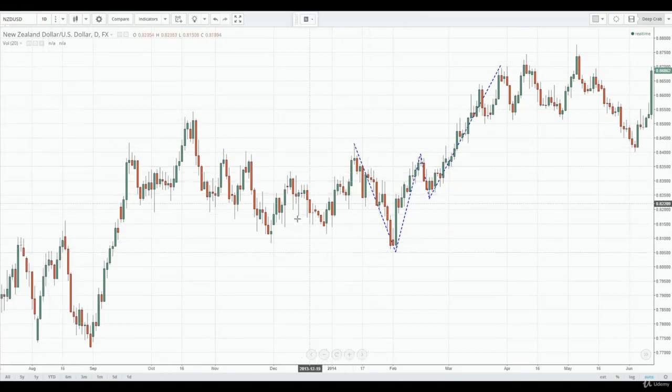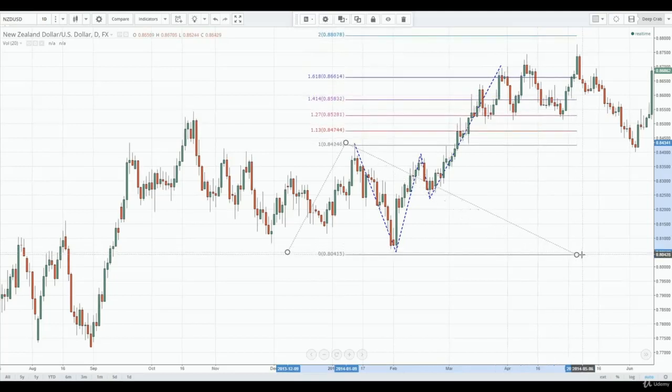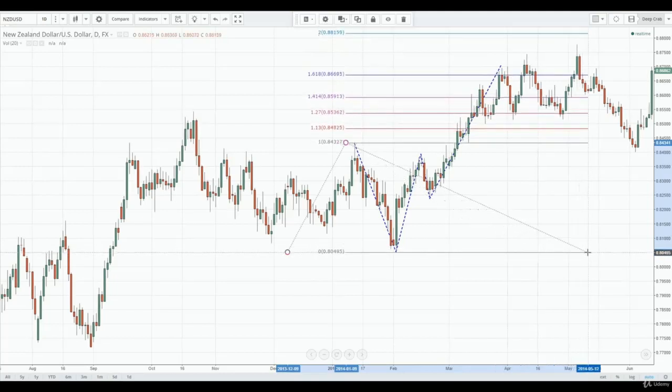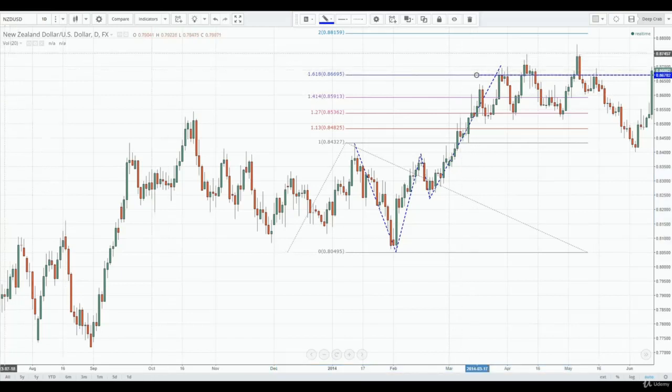Now let's look for where we will have our extensions. So let's do our defining move, our X to A extension. So we have the length of the XA leg here. And remember, we are looking for the 1.618 of the X to A leg. So let's put that in. And we'll put it in right here. And our stop is at 2. So let's make sure we acknowledge that.